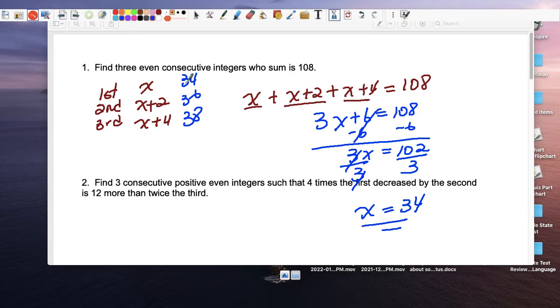Just to double check, if you add them up, you should get 108, and if you get 108, that makes even more sense because you confirm that the sum of all three is 108. So 4 and 6 is 10, plus 8 is 18, carry 1, 3, 6, 9, 10. There you go.